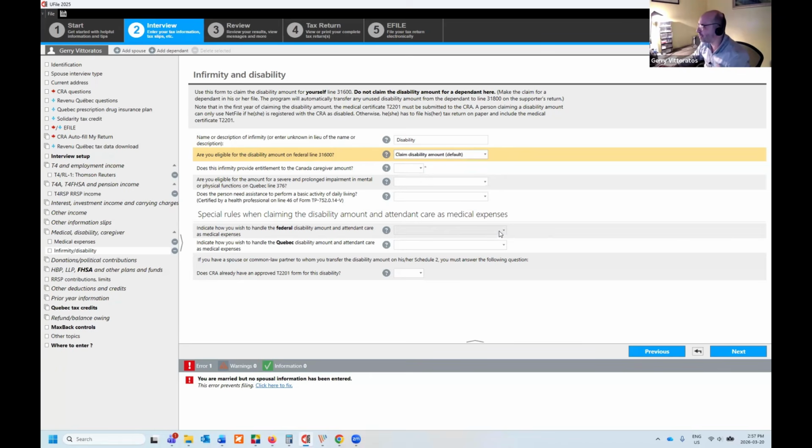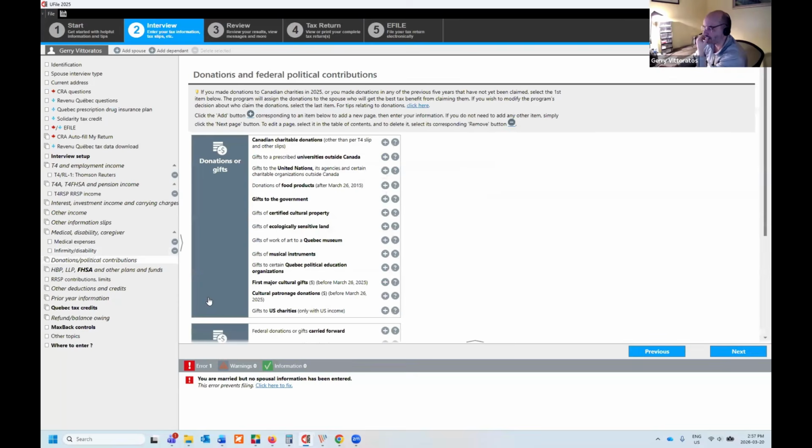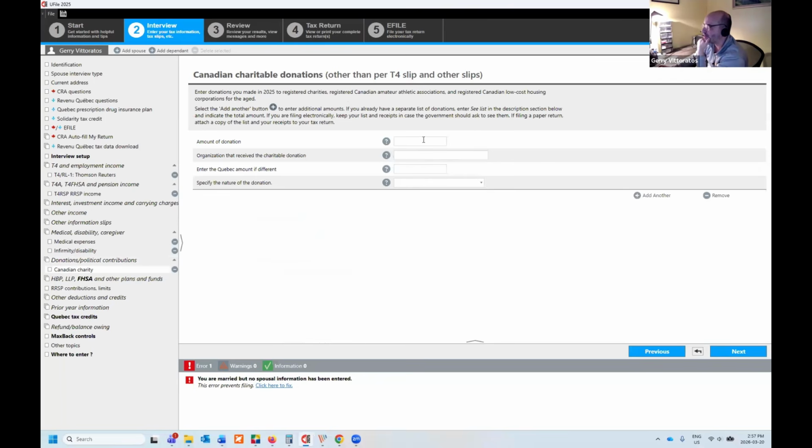Okay, so you say claim disability amount, and then you would do the same thing for Quebec. All right, and there you go. Okay, and now you've gotten your disability. All right, so from here, donations, right here, Canadian charitable donations, you simply enter the amount that you donated to the organization that you donated to.